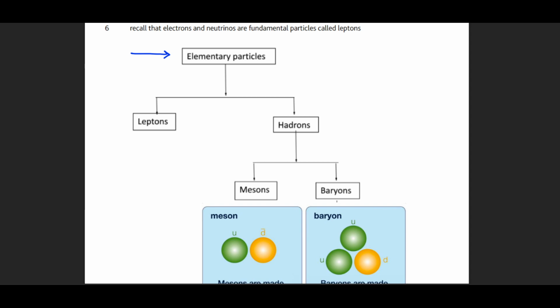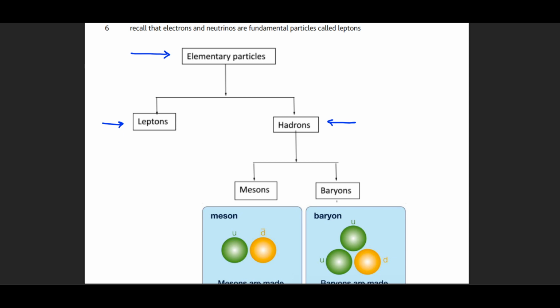There are things even smaller than this. So what could those things be? We then started to divide them into families. Now there are many types of families, but the fundamental particle families according to A levels are these ones. The first family is leptons. The next family is hadrons.